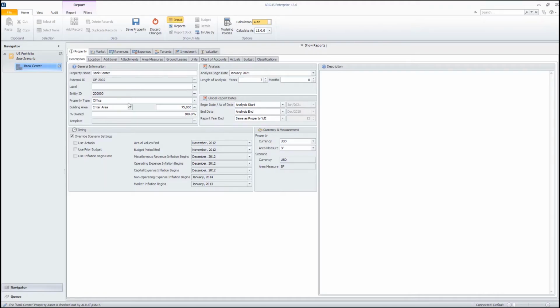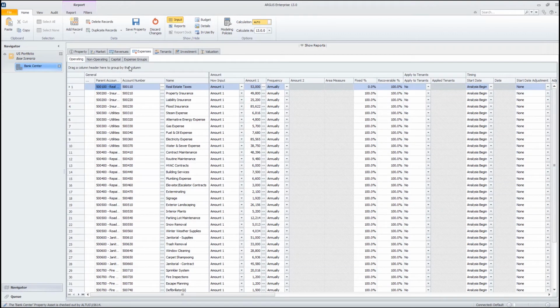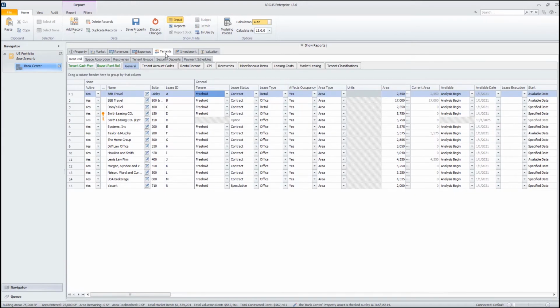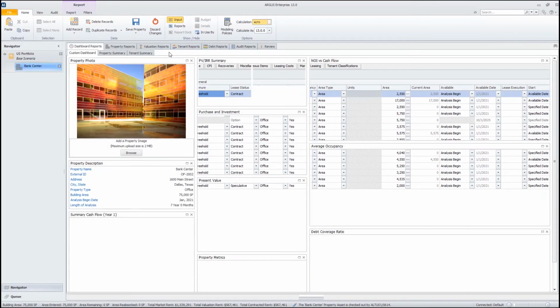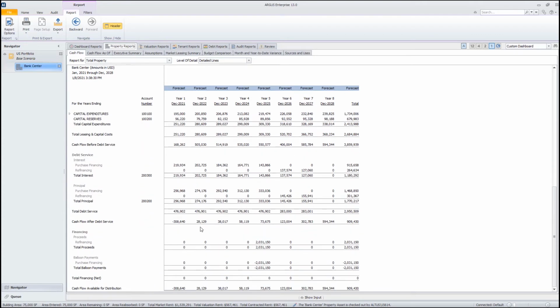Now, once I'm in Arcus Enterprise, I currently already have a property open. And the first step in determining what the present value is of your property is going to be generating those cash flows for this property. And so we get to choose when we want our analysis to start, how long our holding period is or the length of our analysis. And in order to generate those cash flows, there's a series of different pieces of data that we can go in and model. For instance, our inflation rates and our market assumptions, our revenues, our expenses, whether they're operating or capital. We can model our tenant information, the area that they're taking up, the rent that they're going to be paying, as well as their reimbursements. And all of this information generates our cash flow, which we can actually find in our property reports parent tab, cash flow subtab. So we can see our cash flow for every year of our analysis.